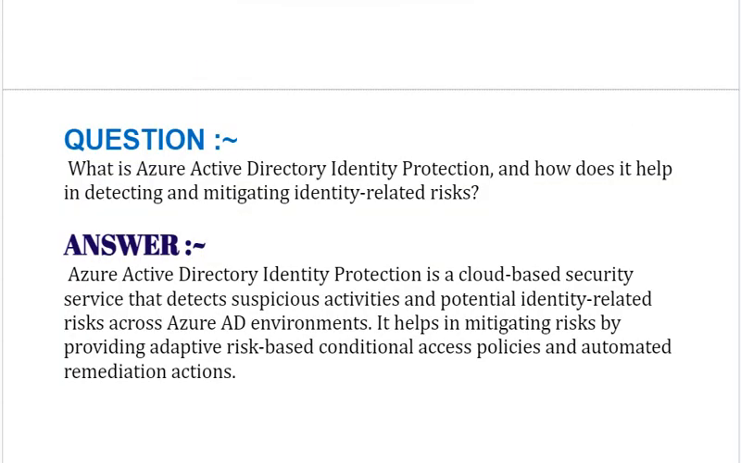Our next interview question is, what is Azure Active Directory Identity Protection and how does it help in detecting and mitigating identity-related risks? Your answer should be: Azure Active Directory Identity Protection is a cloud-based security service that detects suspicious activities and potential identity-related risks across Azure AD environments. It helps in mitigating risks by providing adaptive risk-based conditional access policies and automated remediation actions.